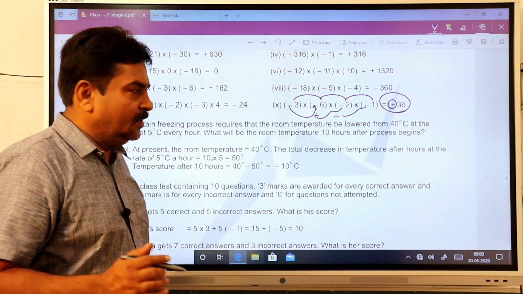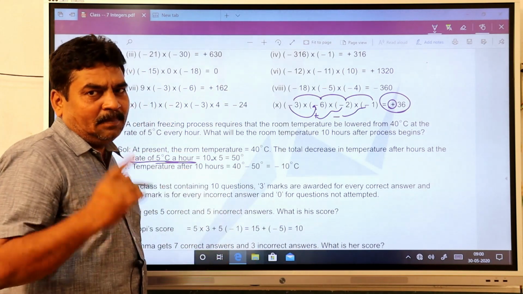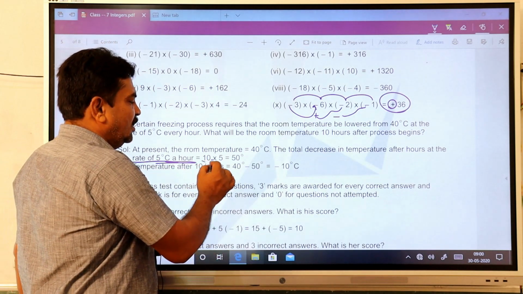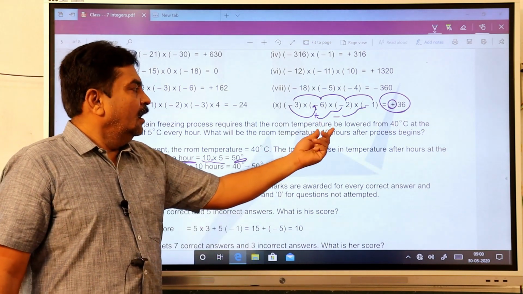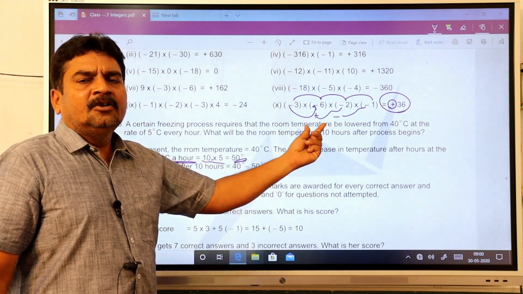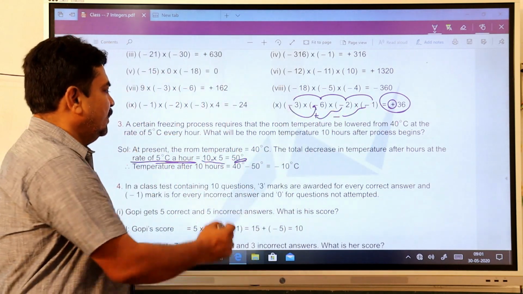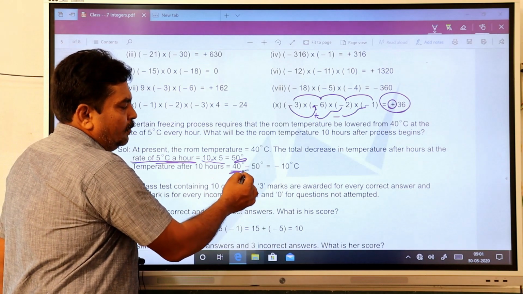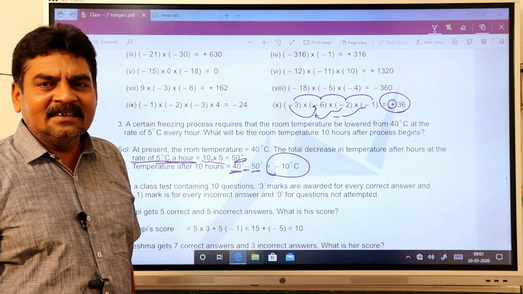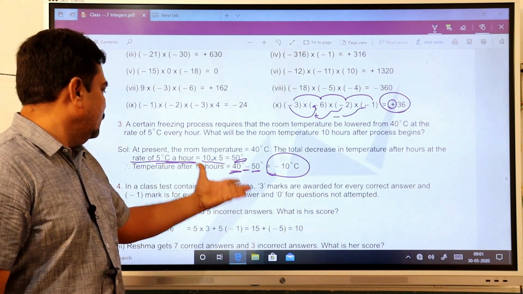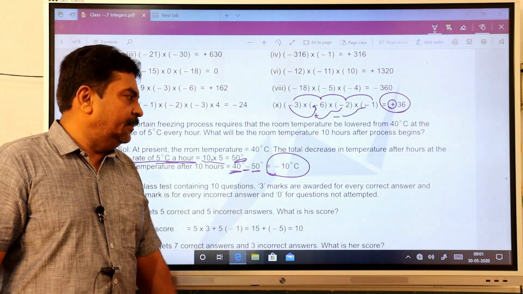10 hours. Okay, so the rate of 5 degrees centigrade per hour is nothing but how much? 10 into 5 is 50 degrees. So in 10 hours you have to decrease from 40 by 50. That is nothing but 40 minus 50, how much? Minus 10 degrees centigrade. This is very simple. The only thing is you have to understand.